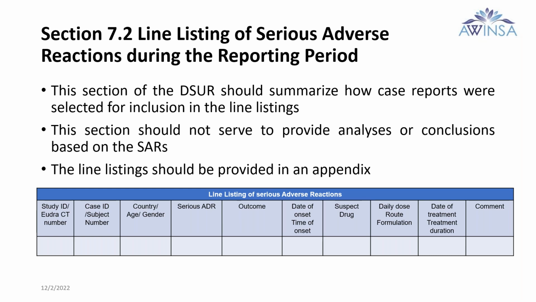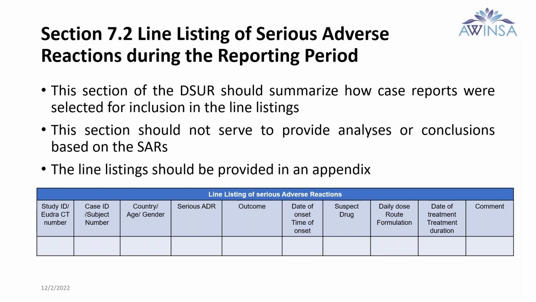But when we talk about line listing as a process, when we generate it from any database like Argus or ARISg Global, it has a standard template as per ICH E2F, which has to contain the case ID, the subject ID, the country from where the case occurred, the serious adverse reaction which happened, the outcome of the event, the date and time of onset, the suspect drug, daily dose, and the route and formulation. And of course, if somebody wants to make any customization, they can always do that. But these are the minimum parameters that the regulatory authorities expect to be there in the line listing.